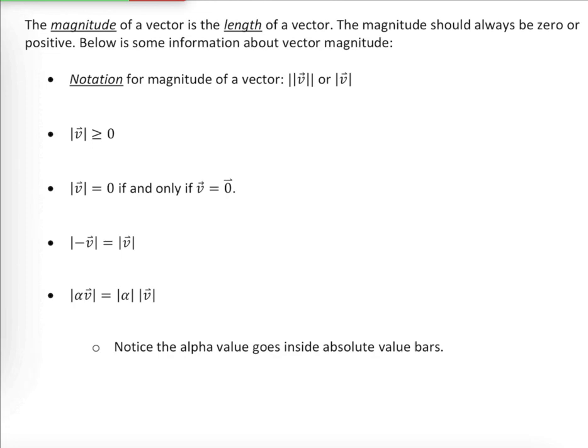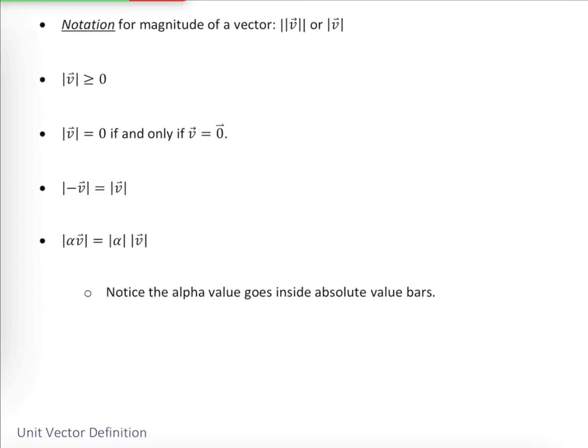Now, we have talked about the fact that if I have vector v that looks like this, then the opposite of v, or negative v, is going to be just the exact opposite direction, but having the same magnitude. So what we see here is that the magnitude of negative v is the same as the magnitude of positive v. It just means that those two vectors have the same length.